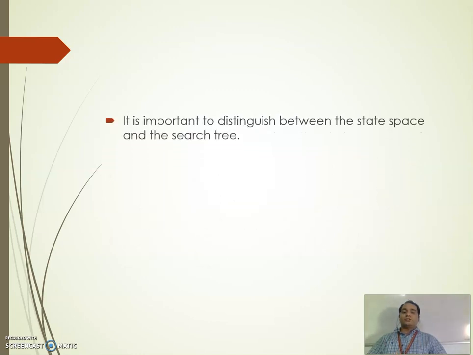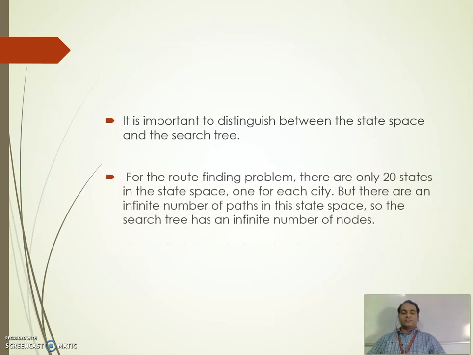It is important to distinguish between the state space and the search tree, so we need to understand what is state space and what is search tree. For the route finding problem, like from Arad to Bucharest, there are only 20 states. The different state names we have seen, around 20 states, one for each city. But there is an infinite number of paths in this state space. From Arad to Bucharest, you can travel in multiple directions. All those paths are in the state space.